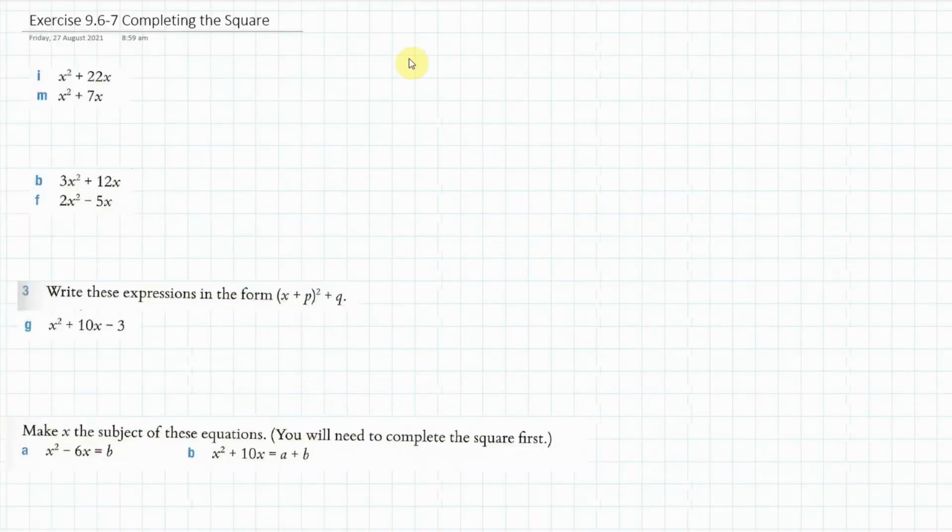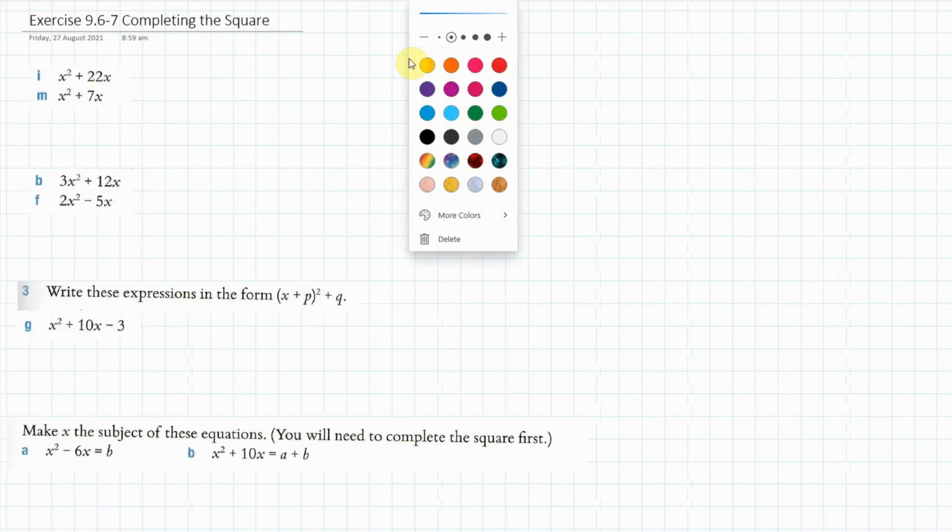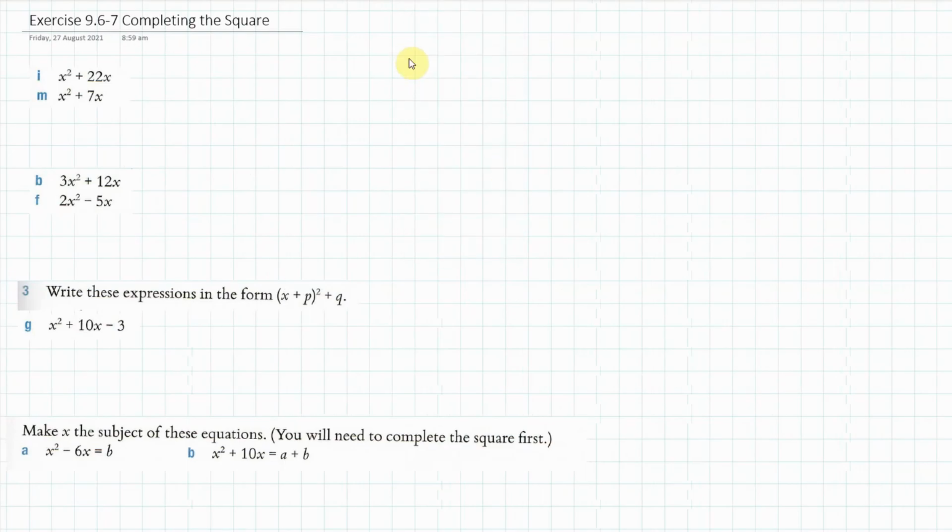We're talking about completing the square today. This is a topic that a number of students have difficulty with, so you might want to watch very carefully. Completing the square is a useful technique because it can help us solve quadratic equations. It's actually how the quadratic formula is derived, and it also can help us find the minimum or maximum point of a curve for a quadratic.